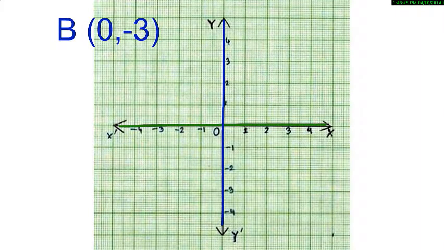How do we plot B (0, -3)? The x-coordinate of B is 0, that is, it does not move from the y-axis. Its y-coordinate is minus 3, that is, it moves 3 units below the x-axis. Therefore, B lies on the y-axis itself. Any point on the y-axis has its x-coordinate 0.